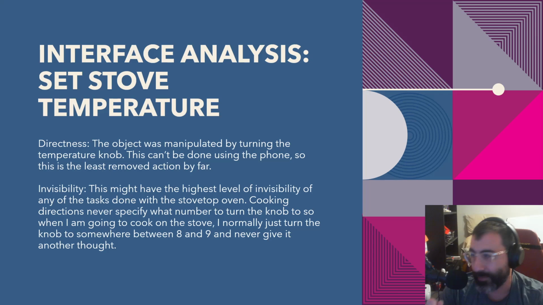It's probably the most invisible because no instructions ever say what number to turn the knob to. It just says boil water. And so I just put it close to the highest setting, but maybe a few numbers less, and then whatever, I use the timer. So in that sense, it's pretty invisible. I just turn it and go. I don't think about it much at all.